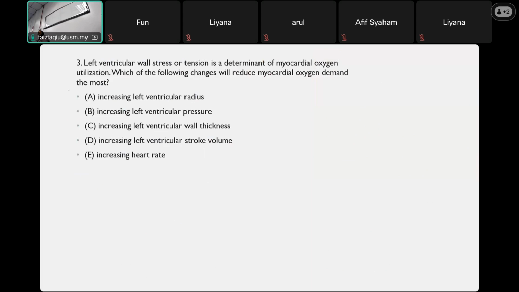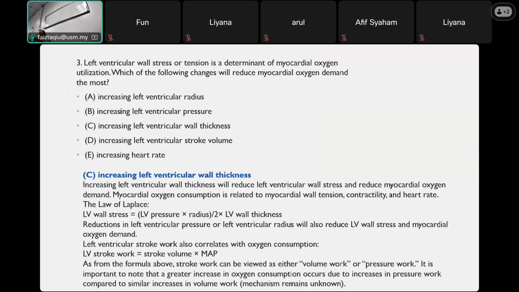Next. The left ventricular wall stress or tension is a determinant of myocardial oxygen utilization. Which of the following changes will reduce the myocardial oxygen demand the most? Sekejap, left ventricular radius will reduce myocardial oxygen demand. Increase left ventricular radius, increase pressure will increase demand. Increase ventricular wall thickness will increase demand. Stroke volume will demand. Lah kan?